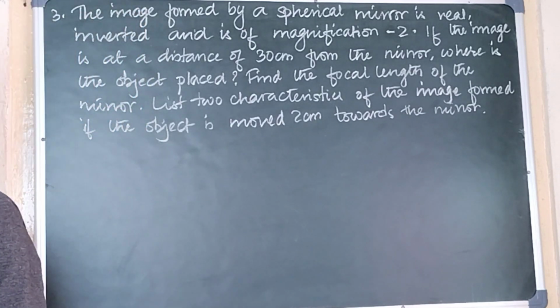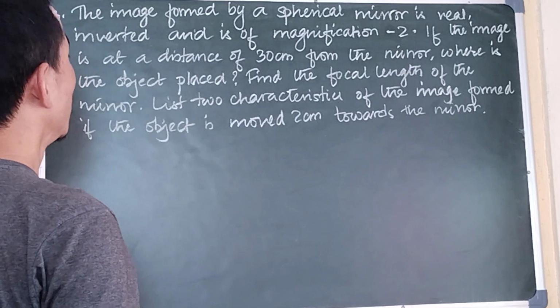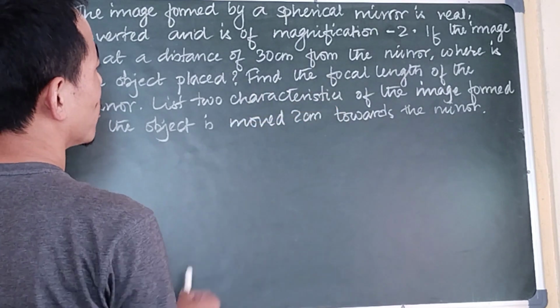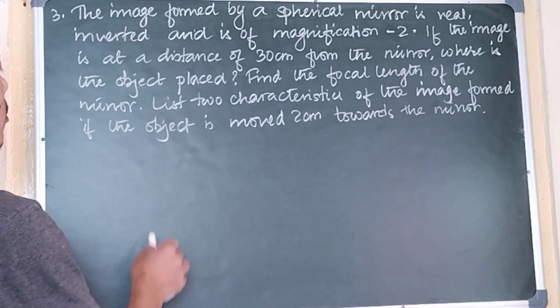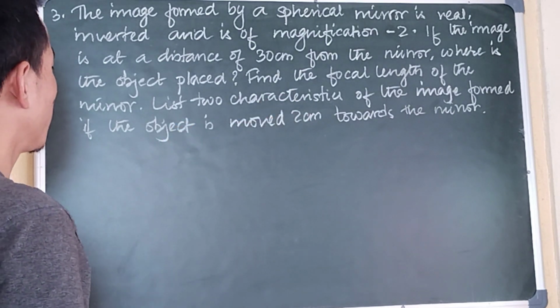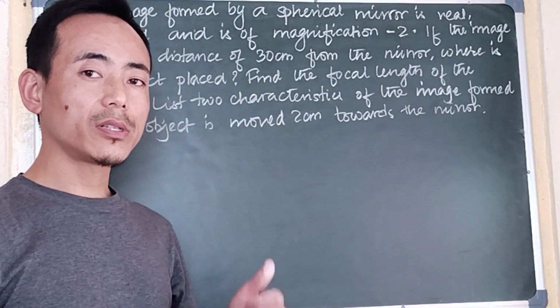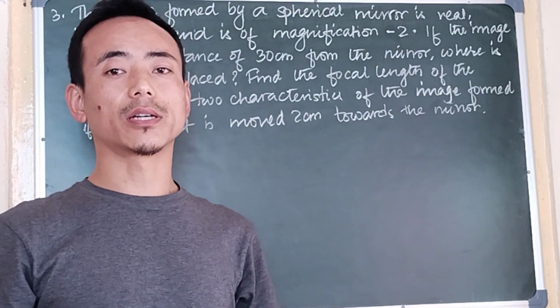If the image is at a distance of 30 cm from the mirror, where is the object placed? This is the first question. Find the focal length of the mirror. Also list two characteristics of the image formed if the object is moved 2 cm towards the mirror. Now this question needs understanding of the concepts.